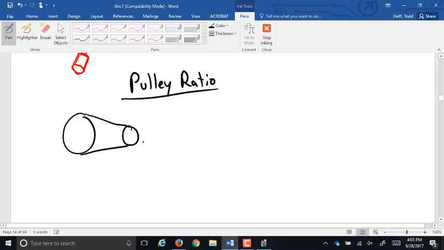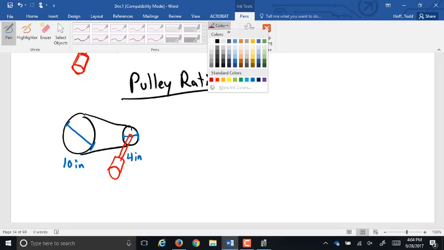Now, pulleys don't have teeth, and rather than measure the distance around the pulley, the circle, if we just measure the diameter, the ratio of the diameters is the same as the ratio of the circumference, the distance around. So let's say that this is a 10-inch diameter pulley. This is a 4-inch diameter pulley. Now, once again, it's driven over driving, so I need to show you which one has a motor hooked to it. So we'll pretend that looks like a motor.